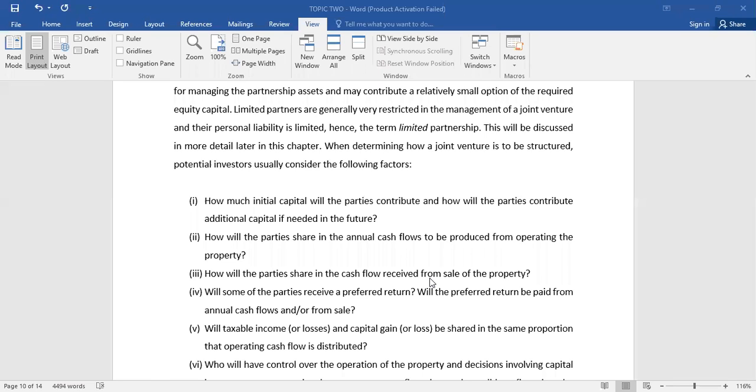And will the preferred return be paid from the annual cash flow from the sale? We need to know, because we have limited partners. Now, will taxable income and capital gain be shared in the same proportion that the operating cash flow is distributed? And this is a big question. When I said in the first year, we all give 30-30. But in the second year, I give more.